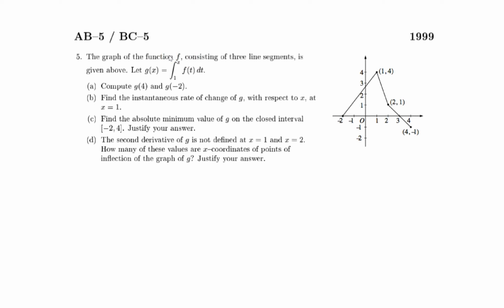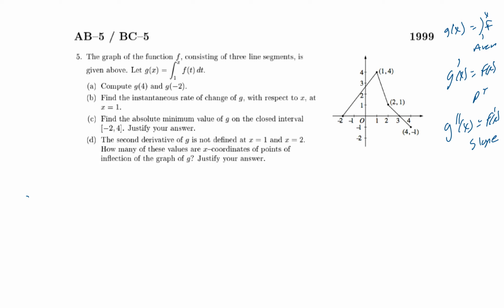The graph of function f, consisting of 3 line segments, is above. Let g of x equal that. Again, I always like to do this myself. g of x equals the integral from 1 to x of f. That's area. g prime equals just f of x, so that's a point. And g double prime is equal to f prime of x. That's a slope. So let's compute g of 4.